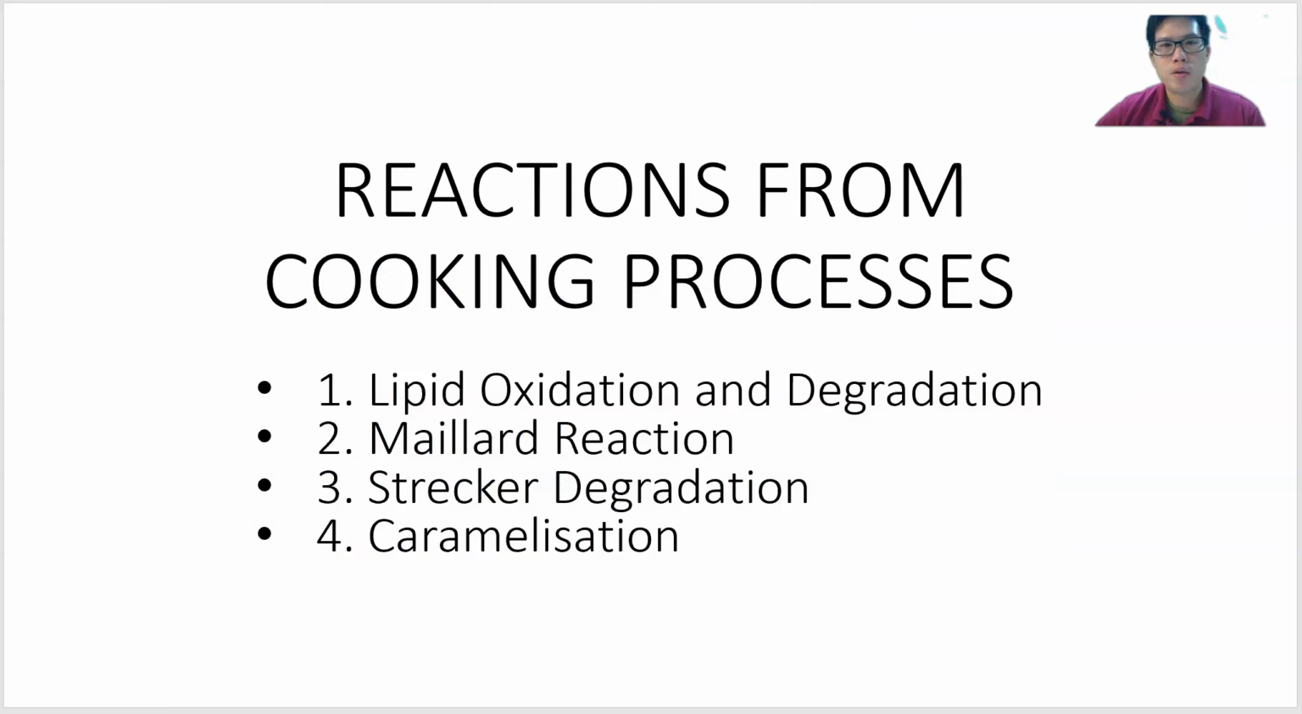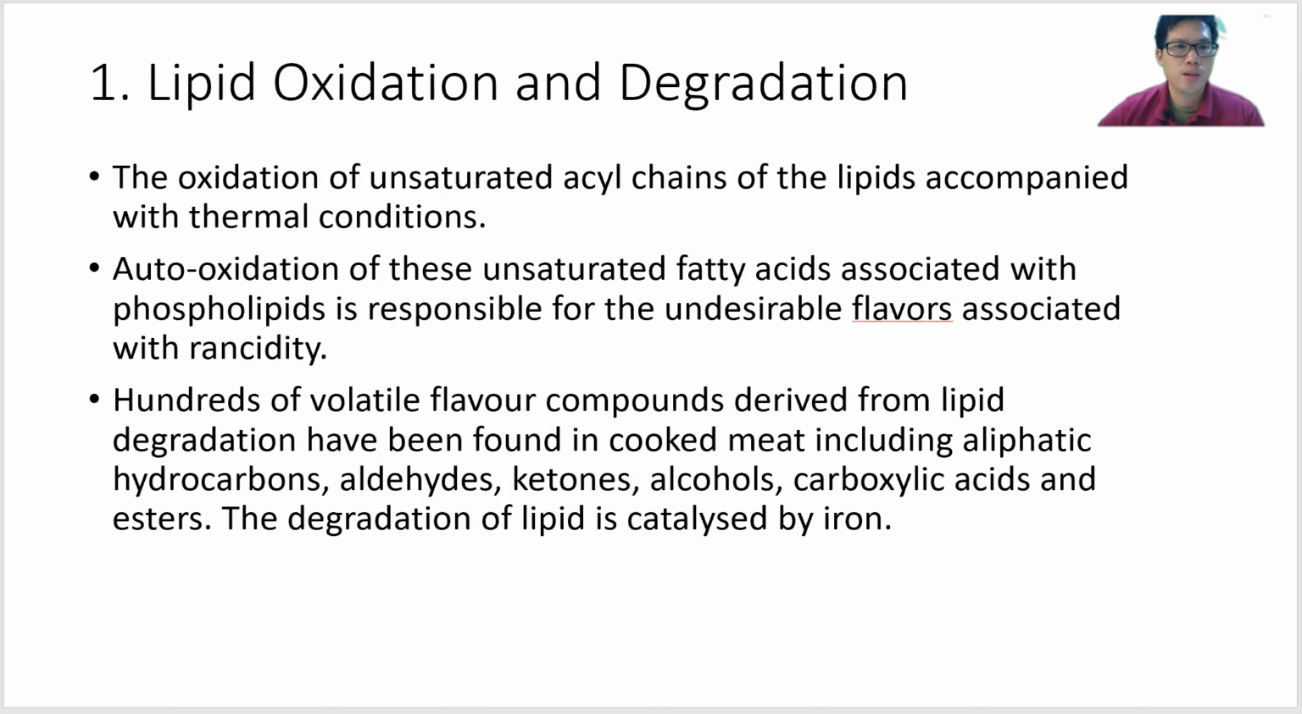Alright, let's go through the reactions from the cooking process one by one. I just mentioned lipid oxidation and degradations, then we have Maillard reactions, then sugar degradations and caramelizations. Lipid oxidation and degradations: as I mentioned, if you're talking about adipose tissues, oxidation is possible. But if you are talking about lean meat, it's more towards the lipid bilayer, or the cell membrane, and it does contain some unsaturated fats as well.